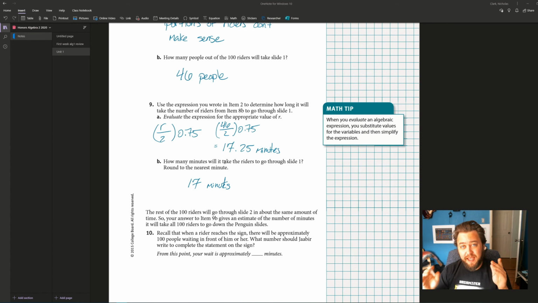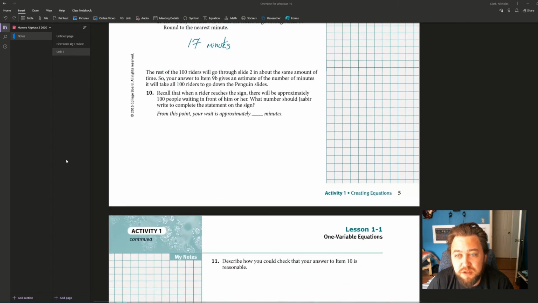All right, so that means that if we have our 100 people in line, both slides are going, given the information in the table, that slide 1 will be cleared out in about 17 minutes. Goodness. All right, so let's look at the next part. The rest of the 100 riders will go through slide 2 in about the same time. So use your answer to item 9b to give an estimate of the number of minutes it will take all 100 riders to go down the penguin slides.